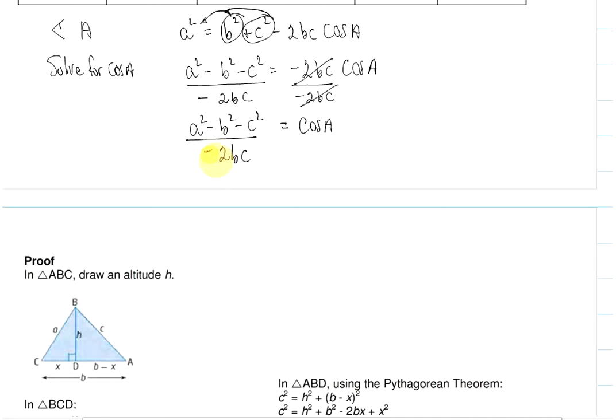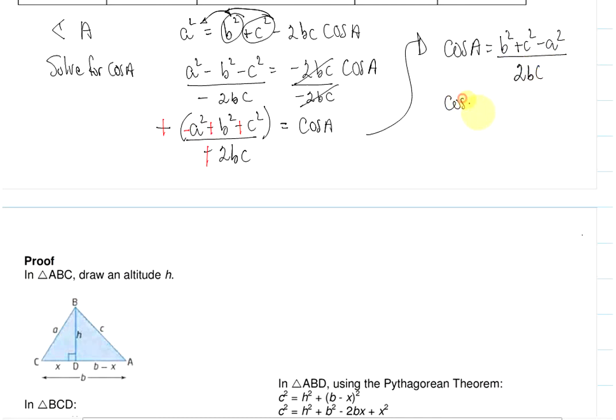But I don't want the negative in the denominator. So what I would do is take the numerator and pull out a negative, which would make my A squared negative, right? Because a negative times a negative would bring me back to a positive A squared, and then this would become positive and this would become positive. And so then I can make a negative divided by a negative a positive, right? And so the cos of A is equal to B squared plus C squared minus A squared over 2BC.